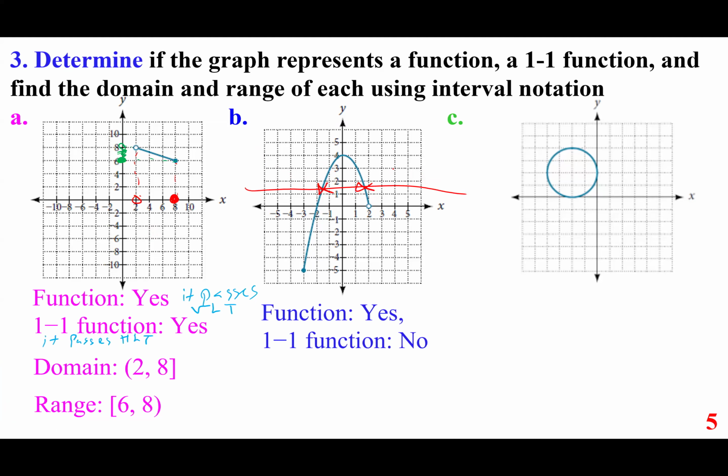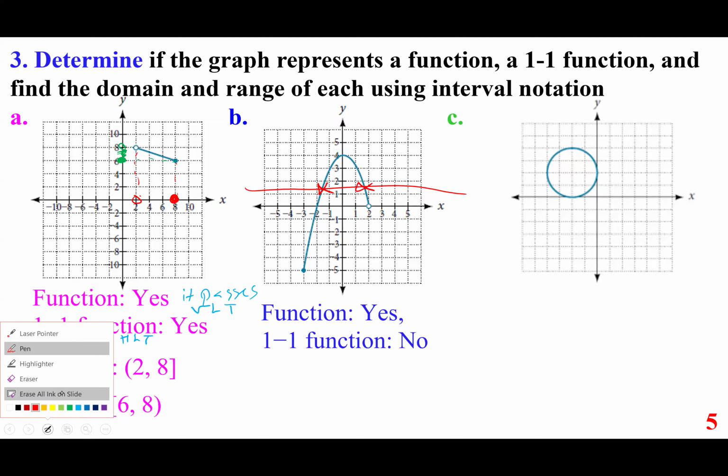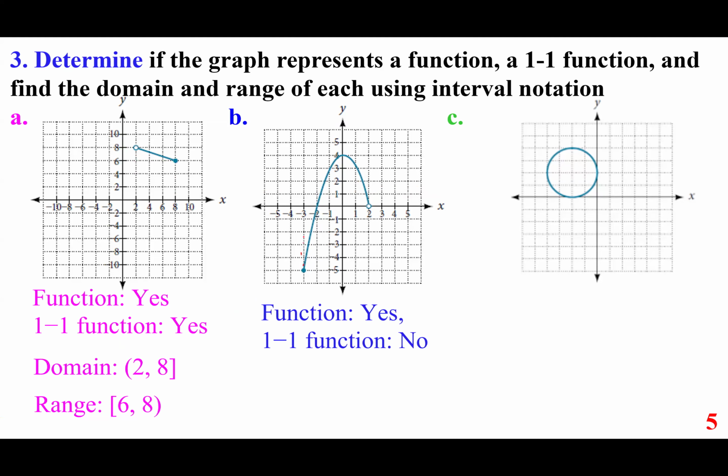Now, what is the domain? As you can see, this point corresponds to this one. And actually, there's a hole here. So this would be the domain from -3 to 2. 2 is not included. -3 is. So bracket -3, comma 2 parentheses.